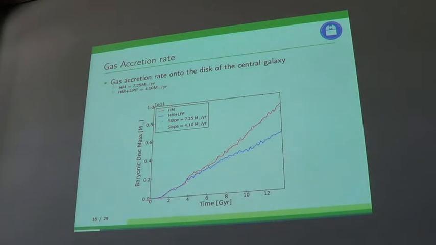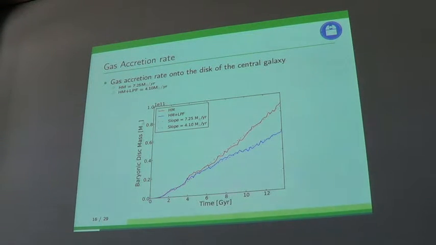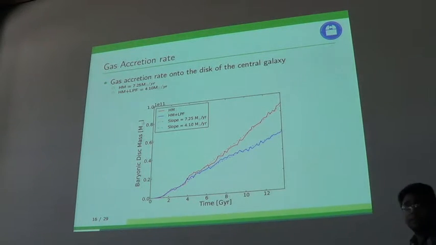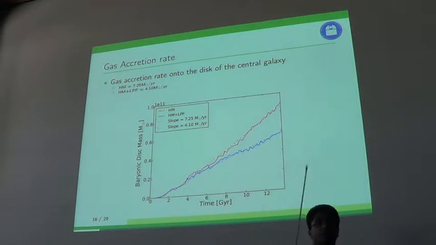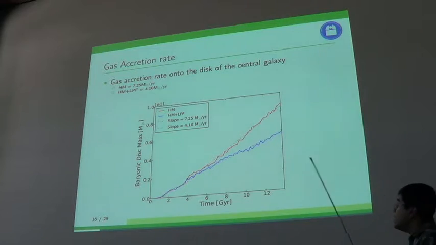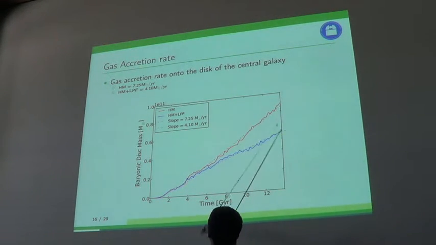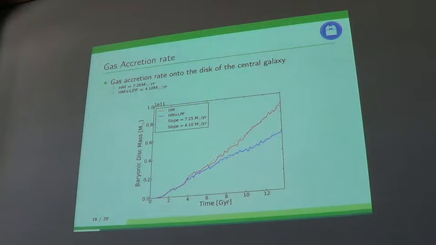I plot the baryonic disk mass as a function of time in both cases, hard and hard plus local photoionization sources. Again, up to redshift 2 or so, they are quite consistent with each other, the accretion rate. So the slope of these lines basically gives you the gas accretion rate onto the centers of the galaxies. Up to redshift 2 or so they are quite consistent, but after that they start diverging. And that's basically when your star formation rates also start diverging.